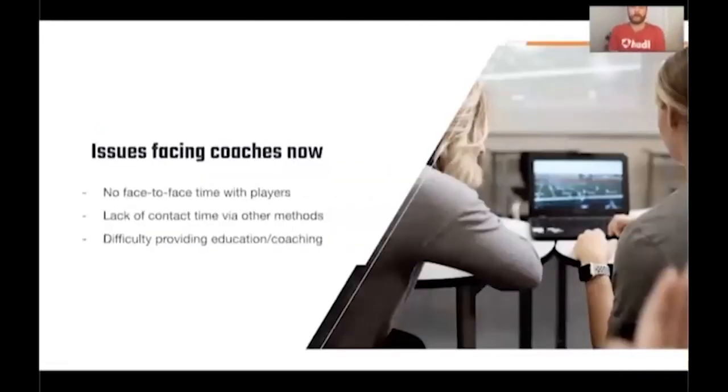There are a number of issues that you're probably trying to overcome at the moment. These are just a couple of them directly related to coaching. I'm sure there are tens, if not hundreds of other issues that each of you are facing that we're not privy to and can't necessarily help with. But in terms of coaching and getting the most out of your players and taking this time to actually self-develop, it's really, really difficult to do without that face-to-face time with players that you're used to.